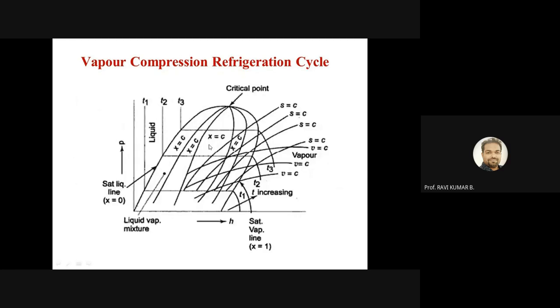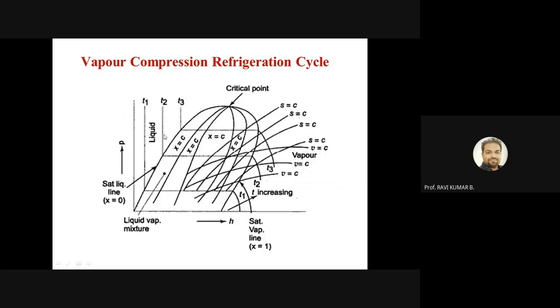So if we represent the same thing over the pressure versus enthalpy chart, this is a pH chart. So this is your vapor dome, you can say saturation line. This side is the liquid and this side is the vapor. Over here is the critical point beyond which we cannot differentiate between the phases. So all these dryness fraction lines will originate from the critical point. And these are the constant temperature lines. You just look at these constant temperature lines.